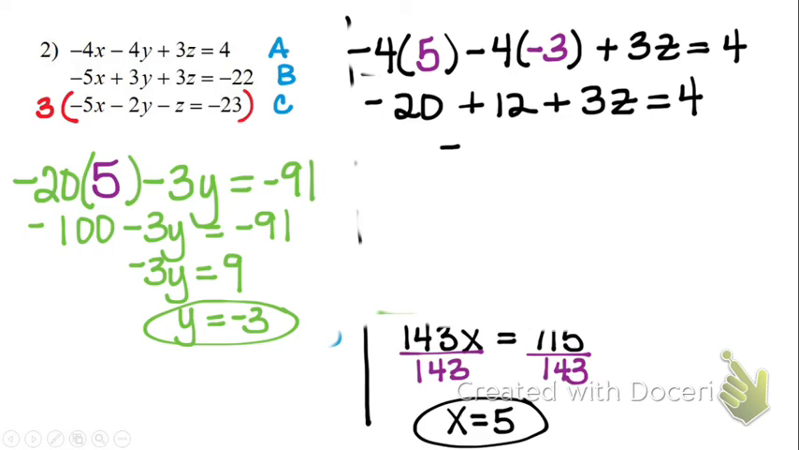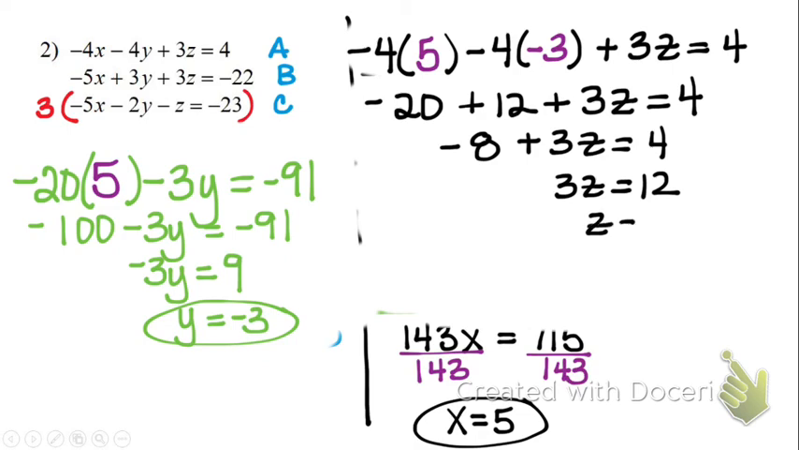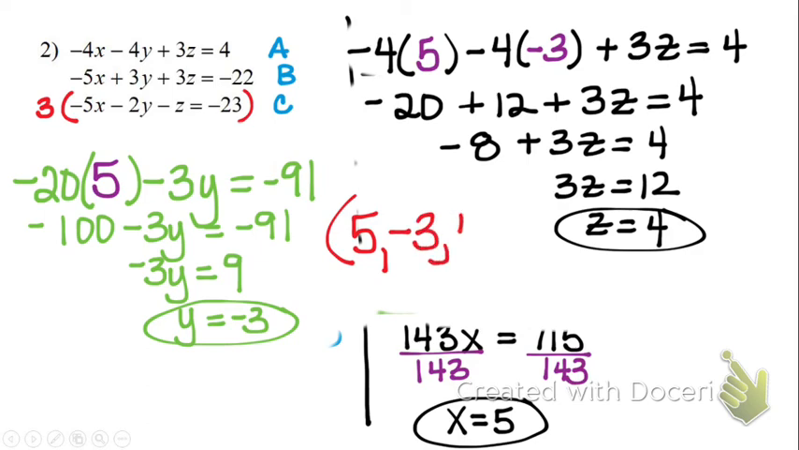So we have negative 8 plus 3z, add the 8 to 4, and divide by 3. So z equals 4. Who has z equals 4? Okay, let's put our answer in alphabetical order. So what comes first in the alphabet? So 5 comes first, then what comes next? And then the last number would be 4.